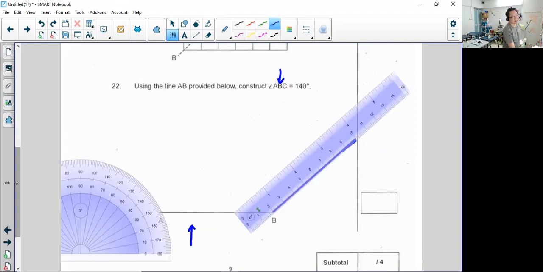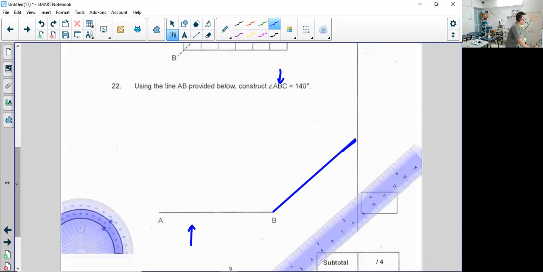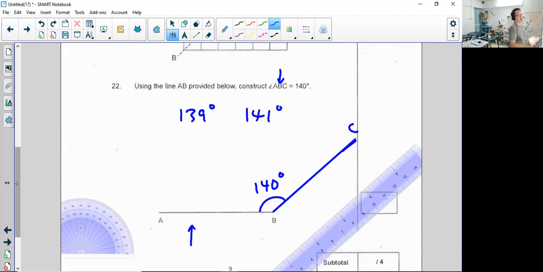And of course, it's not totally done yet because you will need to label, right? Label your angle ABC and then draw the curved line and put down 140 degrees. That's how you construct the angle, all right? And of course, if the teacher measures the angle and gets 139 or 141, you are also correct because there's a plus and minus 1 range of answers.